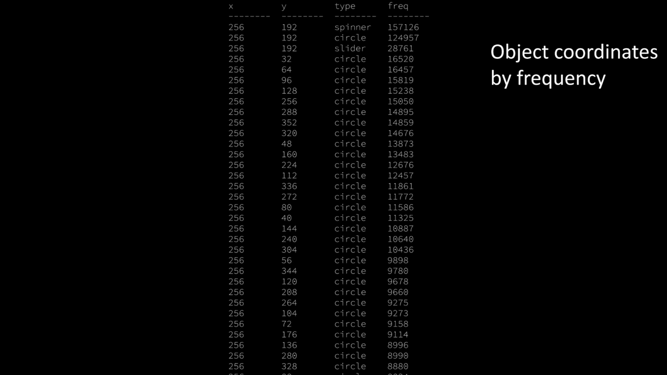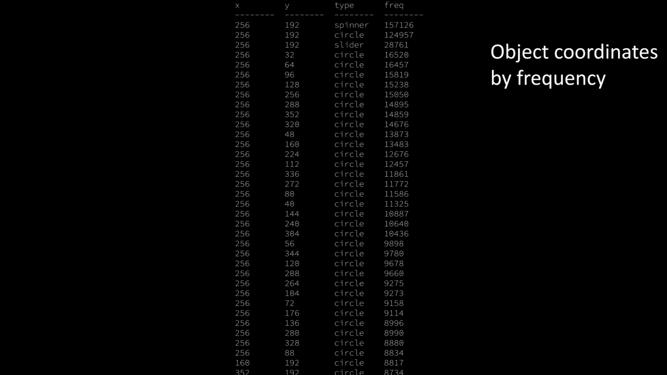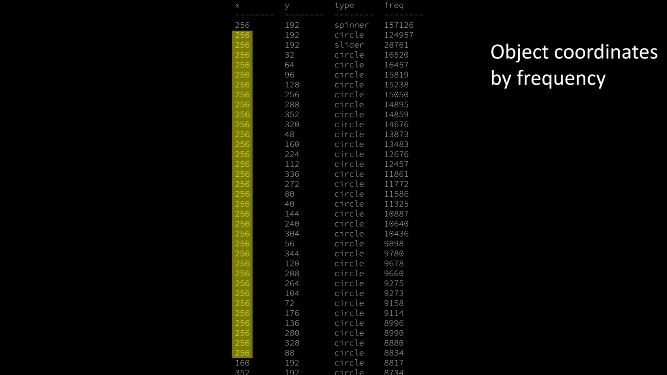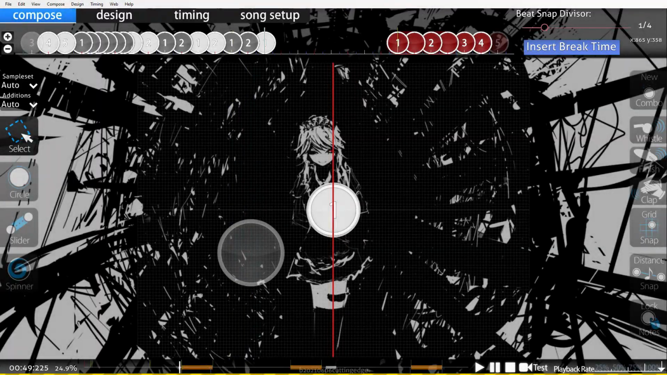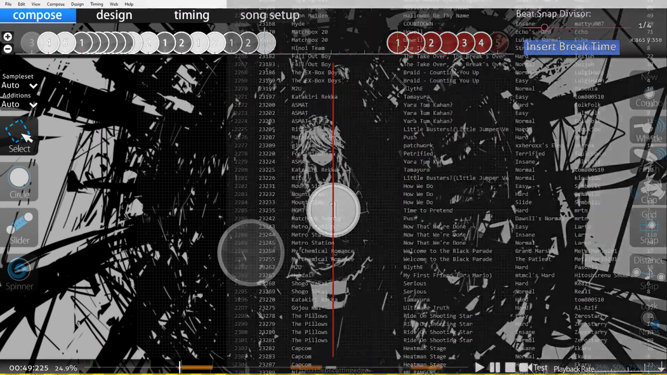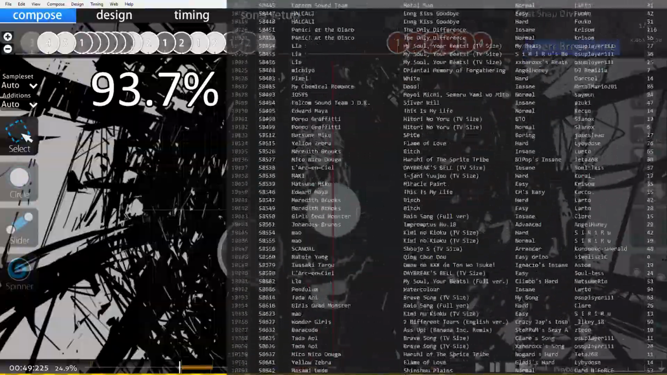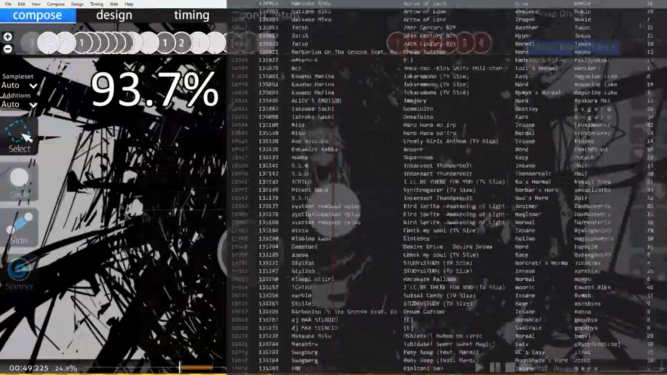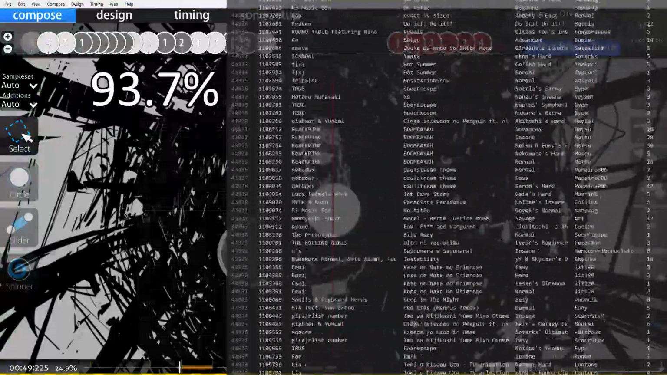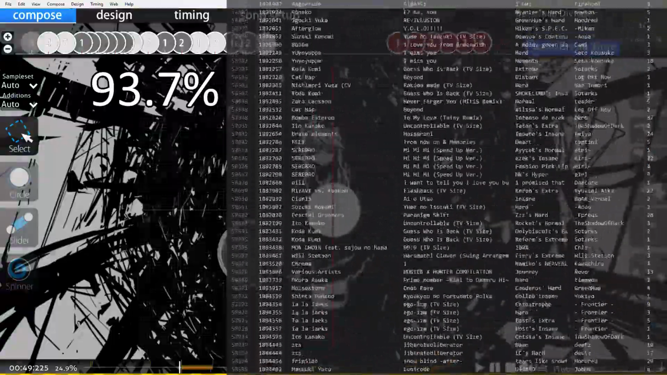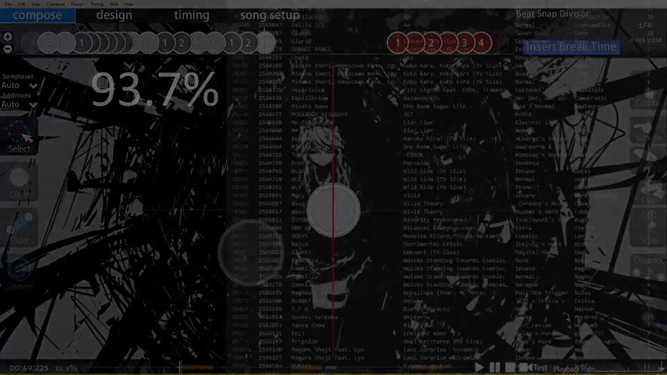In fact, the top 33 most commonly used coordinates are all found at x256, which is the centre vertical line of the playfield. In terms of which maps use the centre line, almost a whopping 94% of all ranked maps have an object placed along this line. 94%. Despite countless mapping styles and techniques that have evolved over the years, most maps still seem to have these sorts of things in common.